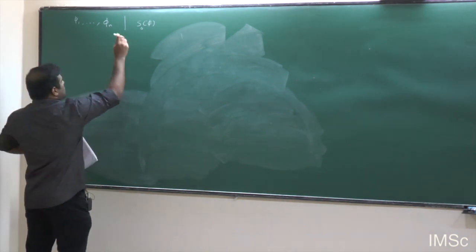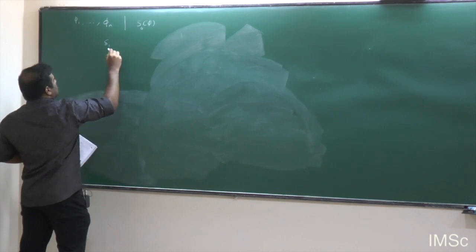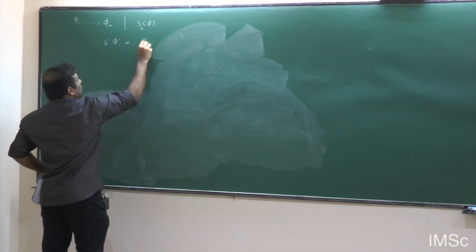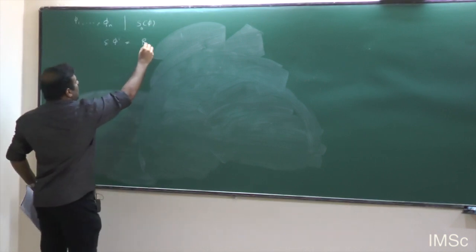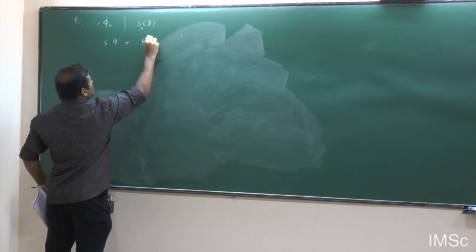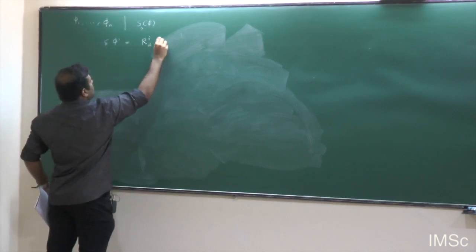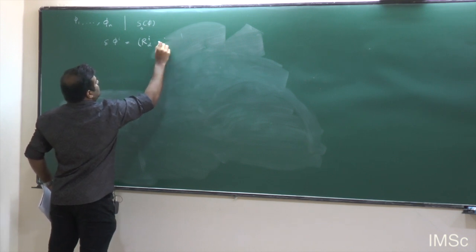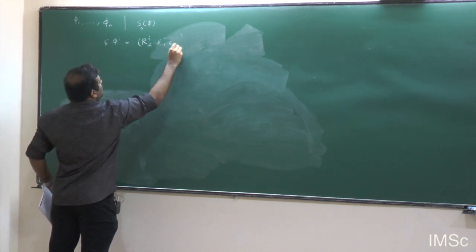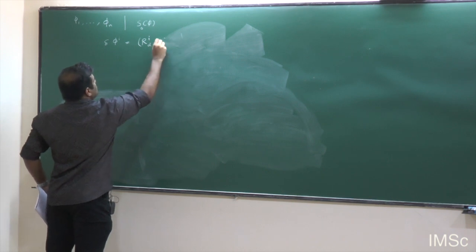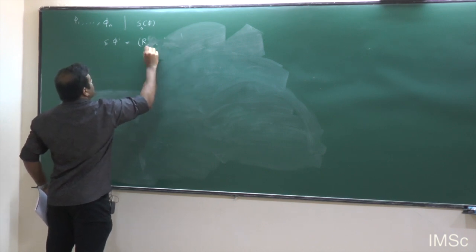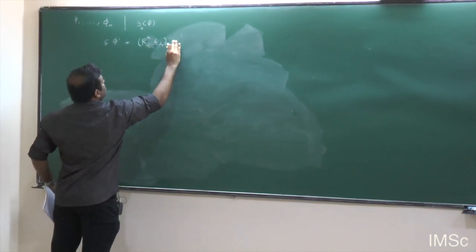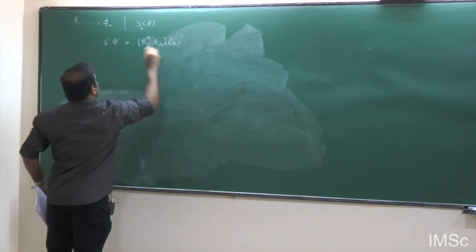So let's consider the transformation delta phi^I given by the action of a generator R^I_alpha acting on phi^I with gauge parameter epsilon^alpha. So let me write it this way. Yeah, it depends on position x.